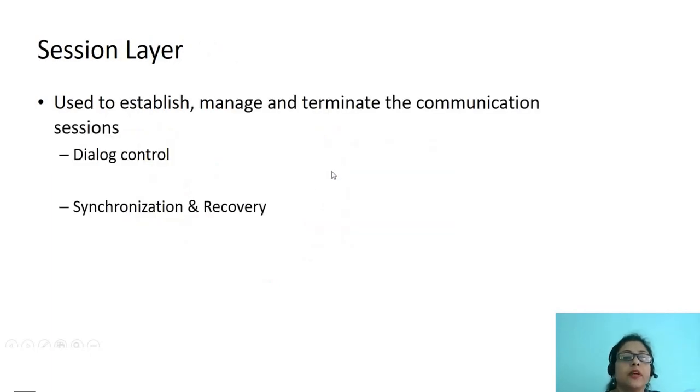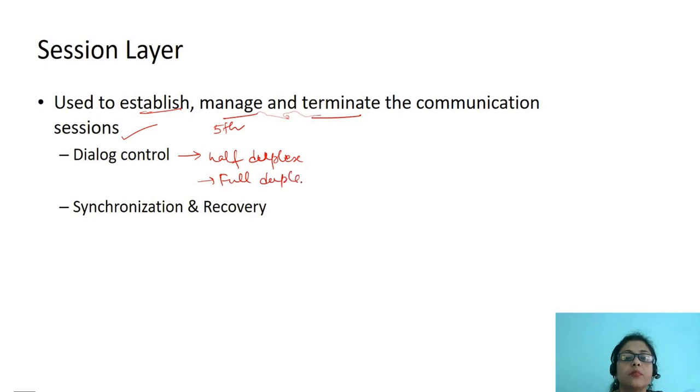Next is the session layer. The session layer is used to establish, manage and also terminate the communication sessions between the two parties, and it is the 5th layer of the OSI model. Mainly it controls dialogues or sessions between the two parties happening during communication. It uses either the half duplex mode of communication or full duplex mode of communication. So for each session, this dialogue control is necessary.